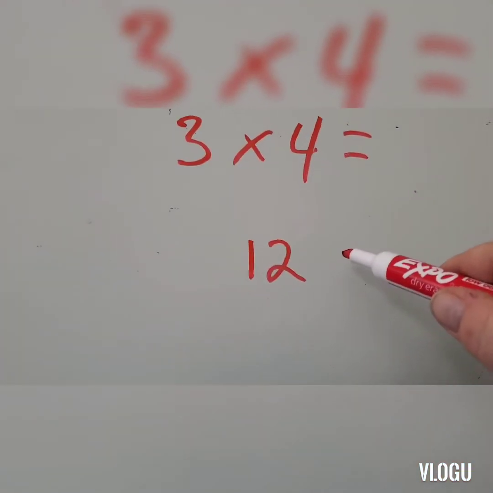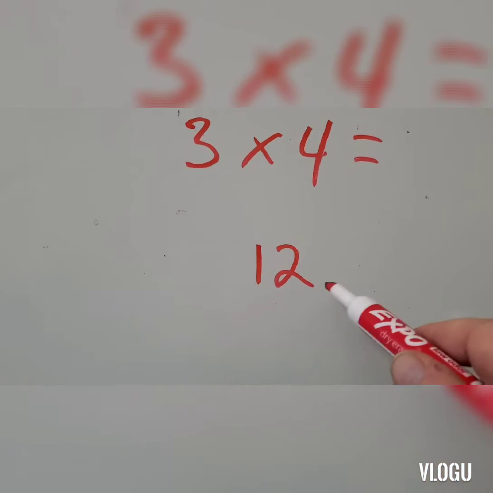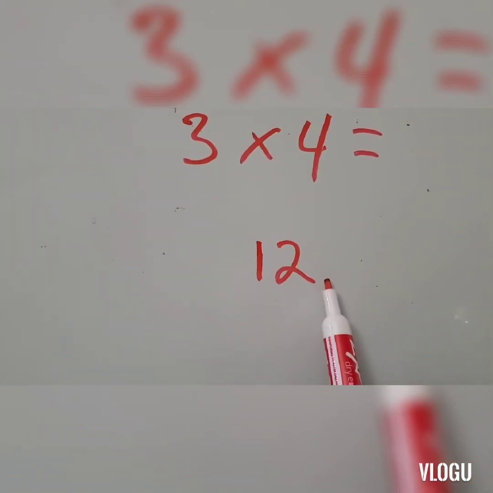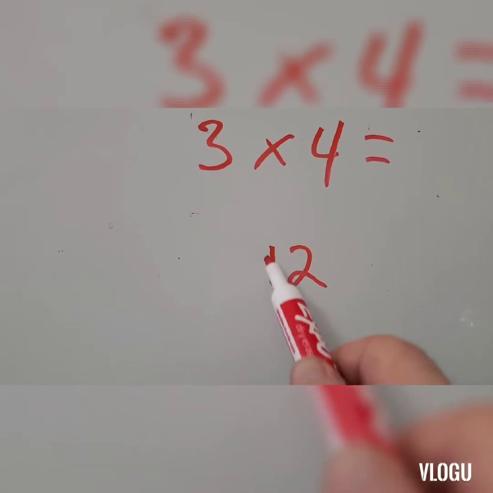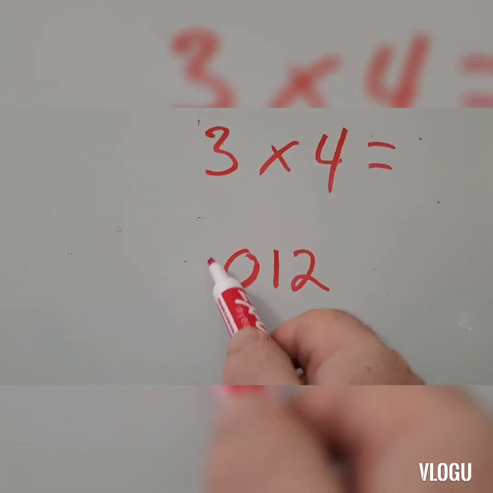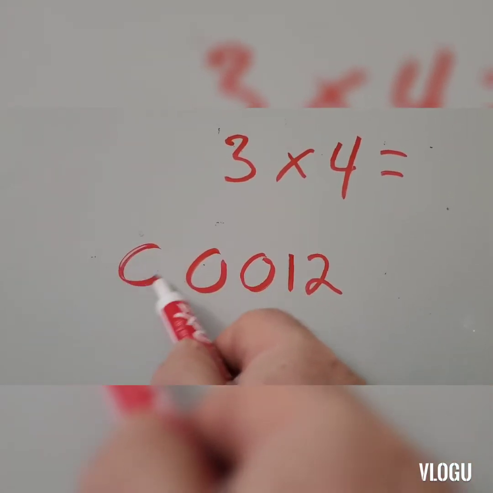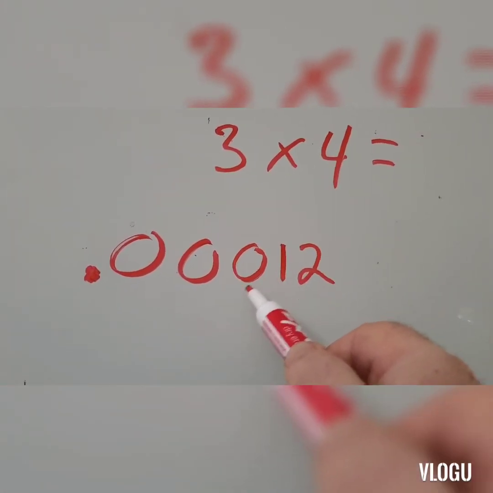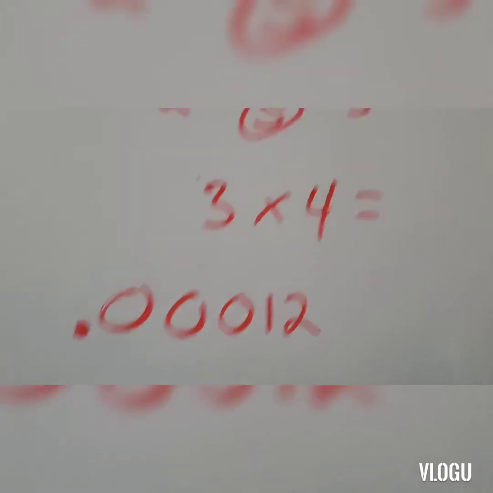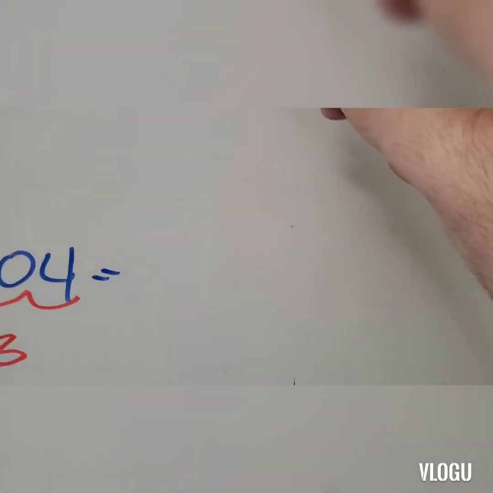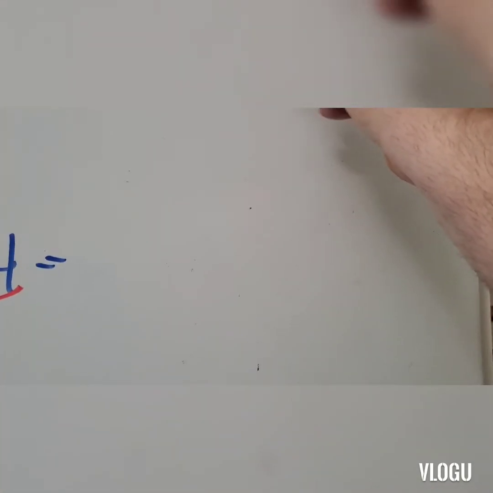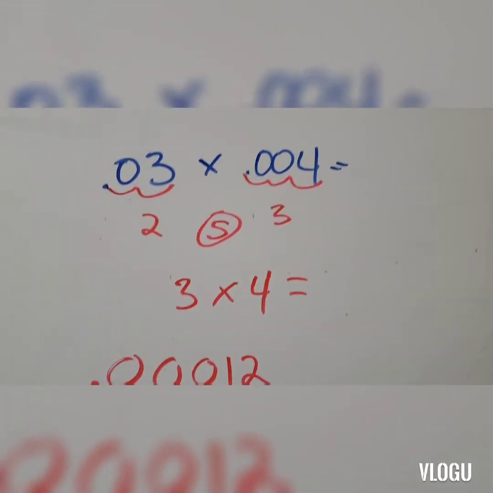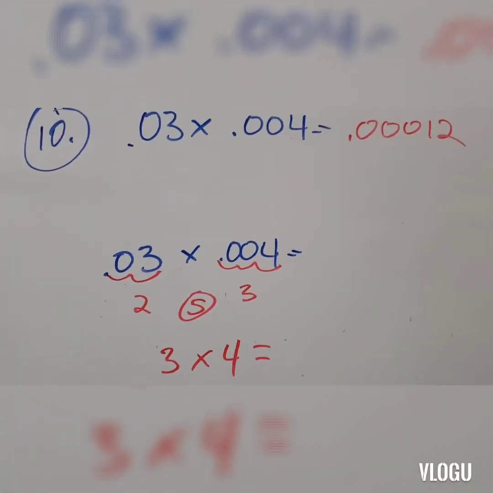So I have to dance 5 spaces to the left. In the number 12, my decimal lives right here. 1, 2, 3, 4, 5. 1, 2, 3, 4, 5. So 0.00012 is the answer to number 10.